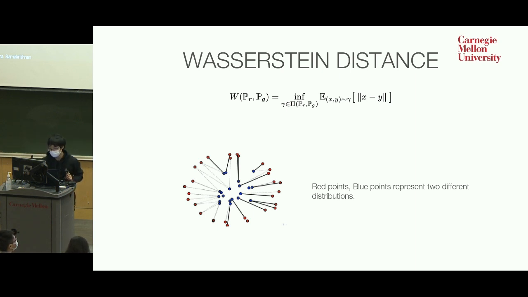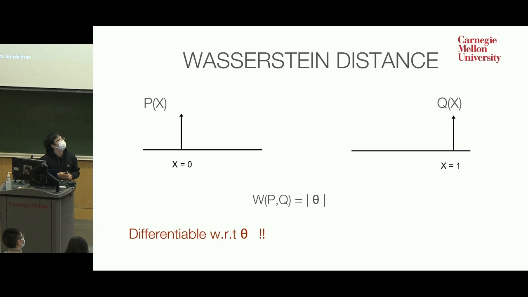Otherwise, I'm moving on, okay? After we have already introduced the Earth mover's distance, I'm sorry to call it Earth mover distance, because I don't know how to pronounce this word. Wasserstein, maybe. So still, we have the same example here. We have one distribution P(x), one distribution Q(x). The P(x) has a pulse at x equals 0. The Q(x) has a pulse at x equals 1. Magically, we see that the Wasserstein distance between those two becomes the absolute value of theta. All right? And it is even differentiable with respect to theta. Sounds good?